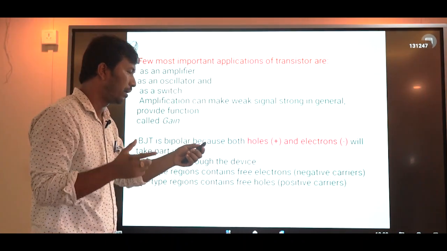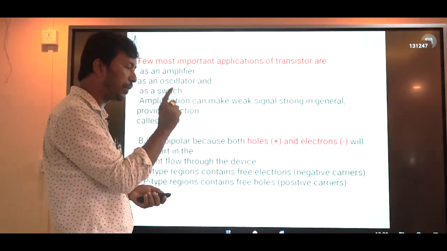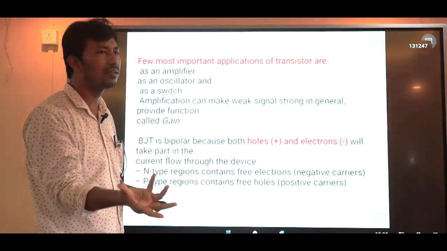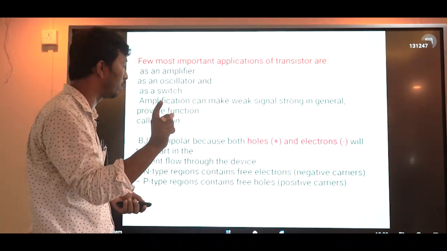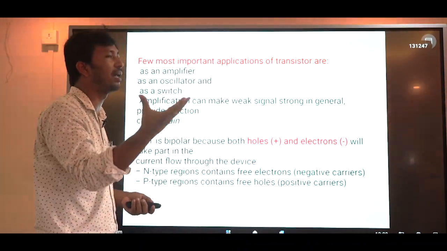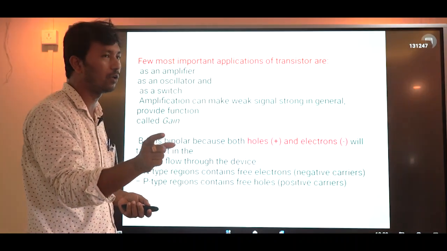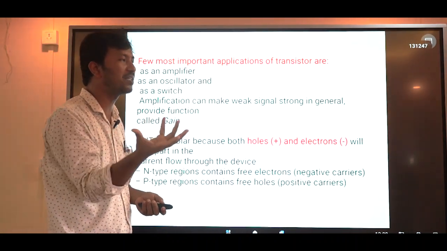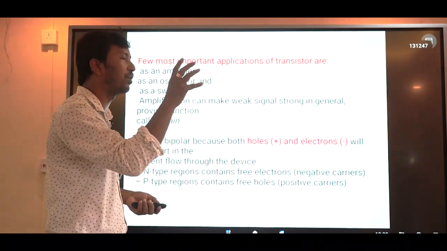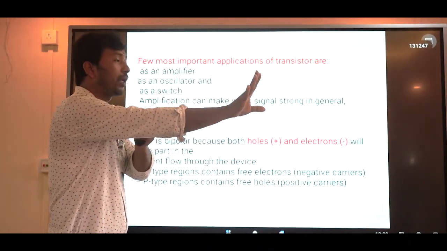And another important point is we are saying that it is a BJT, or bipolar junction transistor. Why are we saying it is a bipolar junction transistor? Because here two types of carrier are working for carrying the current. One is hole, another is electron. We know the basic concept of electron: current flows in the opposite direction of the flow of electron. And what is a hole?